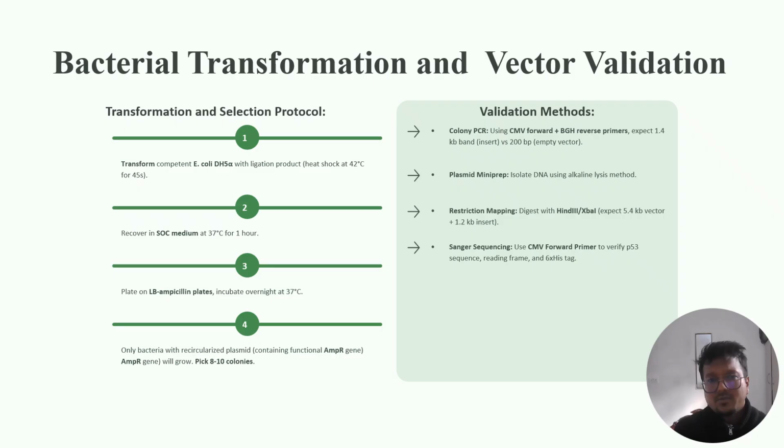The next step was bacterial transformation. I introduced the ligated plasmid into competent E. coli DH5 alpha cells using a heat shock at 42 degrees Celsius. The cells were recovered in SOC medium and plated on LB ampicillin plates to select bacteria carrying the recombinant plasmid.